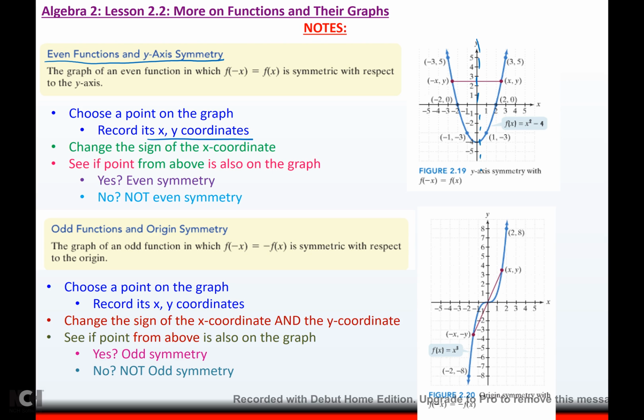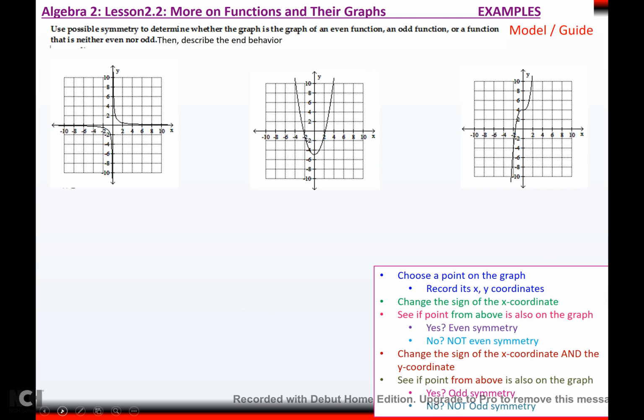You're going to change the sign of just the x and see if it's on the graph. If it is, then it's even. If it's not, then it's not. It doesn't mean that it's odd. It just means that it's not even. So if it's not even, then you'd test to see if it's odd, which means you would choose a point and change both of the signs and then see if that's on the graph, and if it's yes, it's odd, and if it's no, it's not odd. Doesn't mean it's even, just means it's not odd.